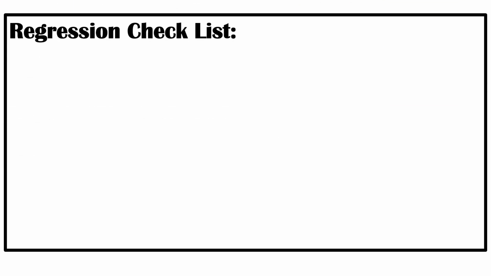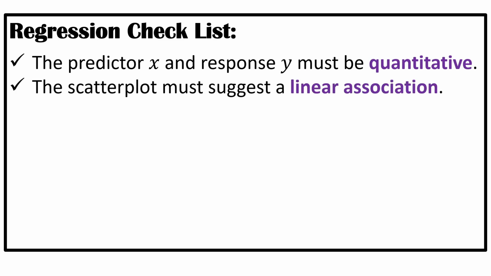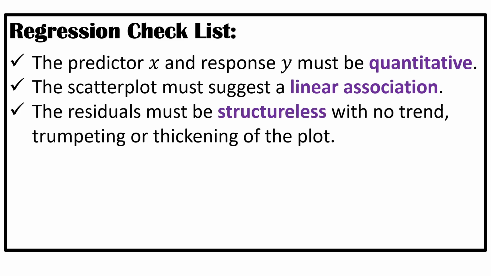Okay, so regression checklist. Here we're going to talk about the conditions under which regression is the appropriate model to use. First, the predictor and response variable must be quantitative. Second, the scatter plot must suggest a linear association, so it must look like there's a linear trend in the data. Third, the residuals must be structureless.